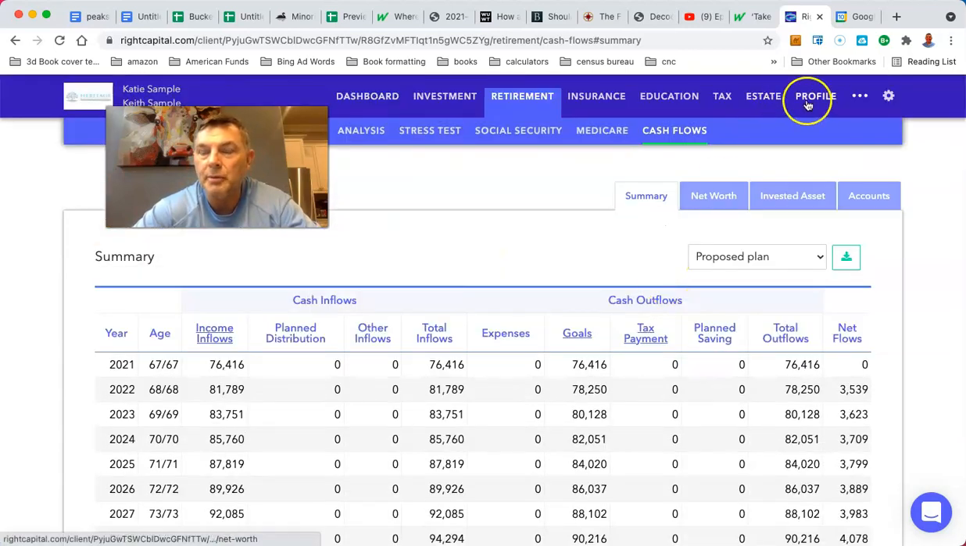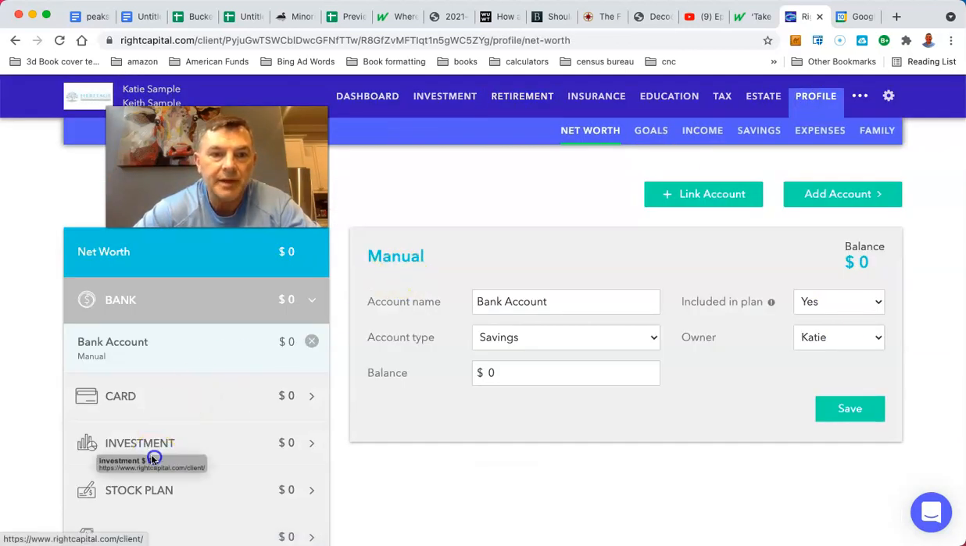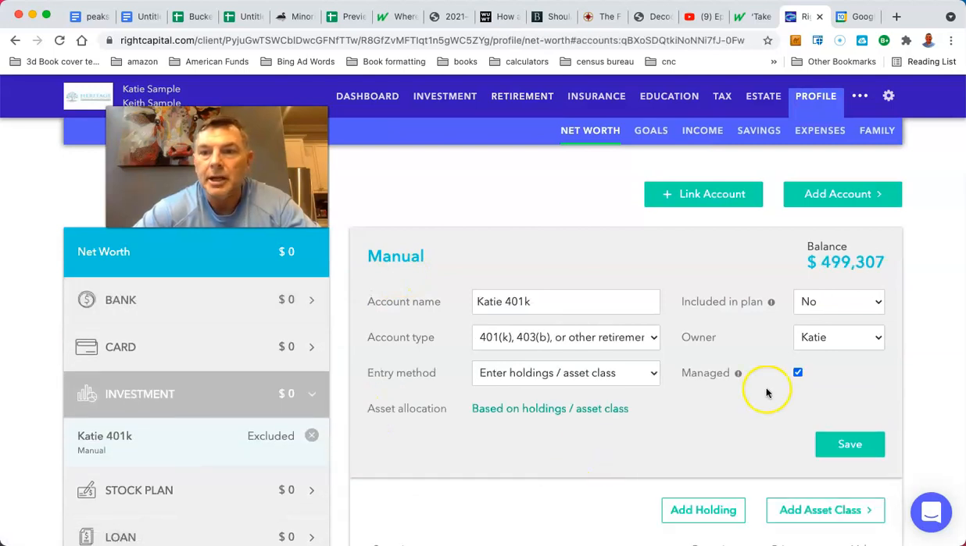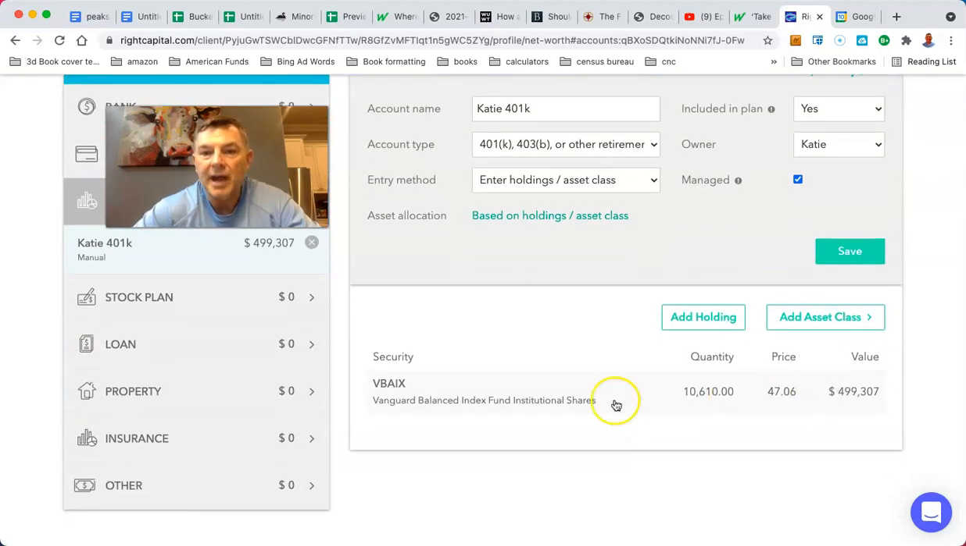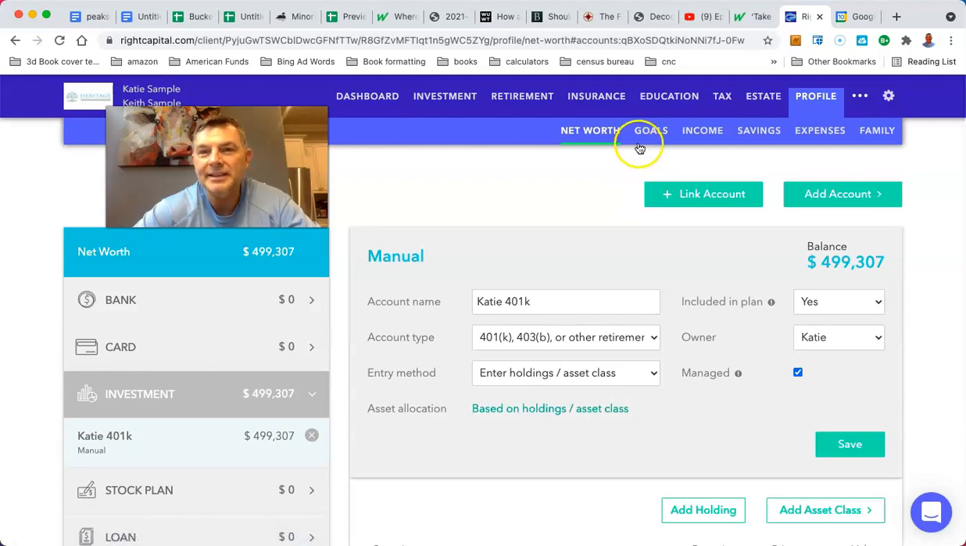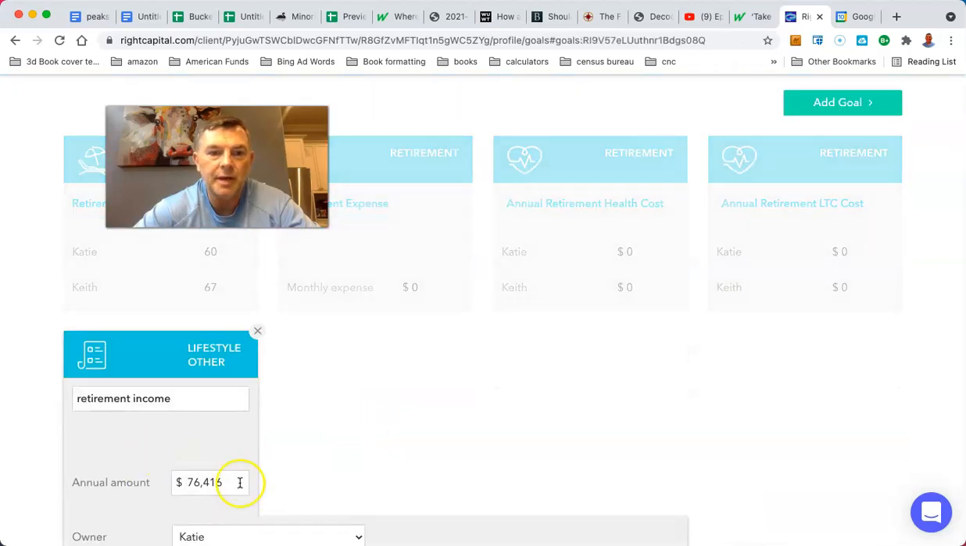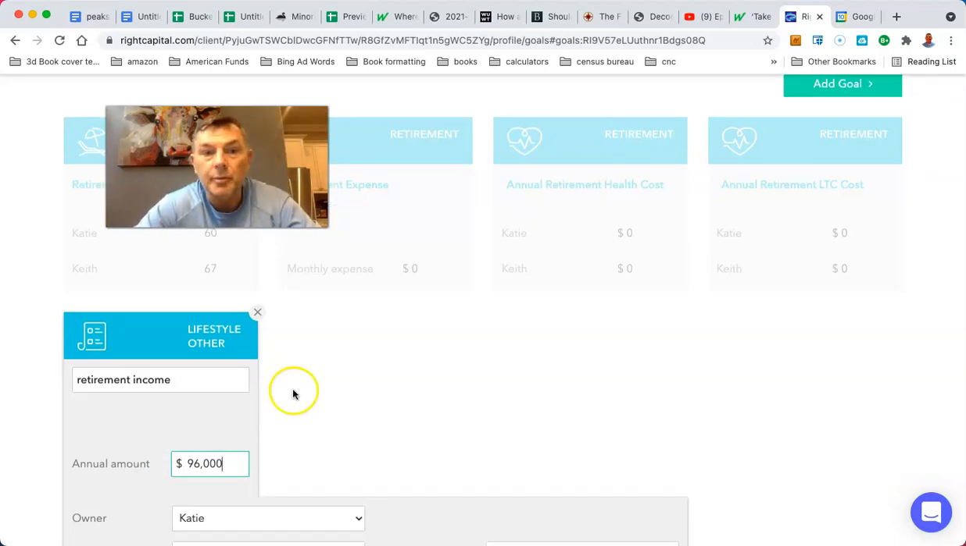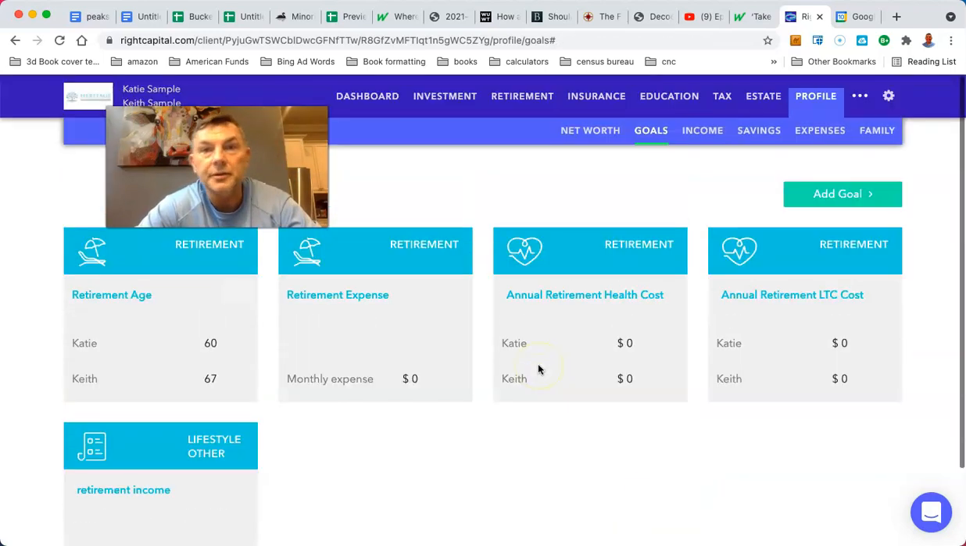All right, so let's go down. I want to show you guys something here. What I'm going to do is I have this investment account in our IRA. All right, and we're going to include this in the plan, and this is a 401k. So now Katie has $500,000 in her 401k. Let's have a goal of 96,000 a year instead of 76,000. That'll be basically a 4% distribution from her IRA, and we'll increase it with inflation.